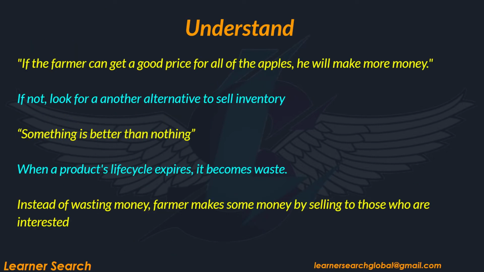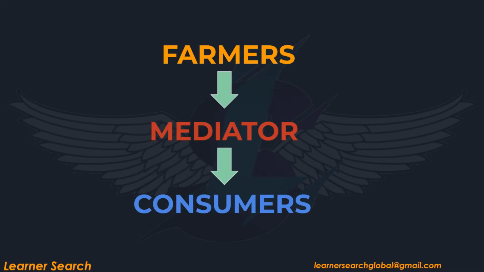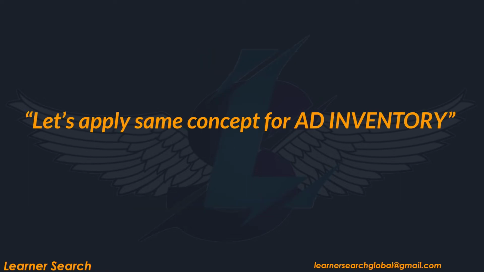If the farmer can get a good price for all the apples, he will make more money. If not, he looks for another alternative to sell inventory because something is better than nothing. Instead of wasting, make some money by selling to those who are interested. Even here, a mediator is required to run the business in an effective way on both sides of the ecosystem. Let's apply the same concept for ad inventory.